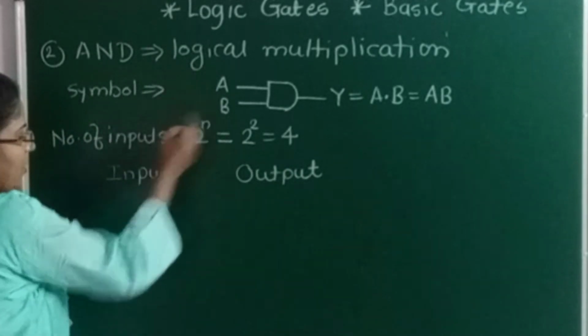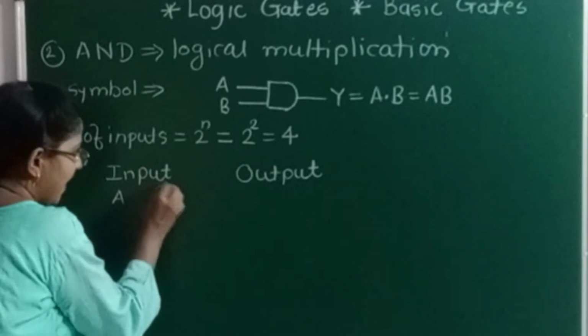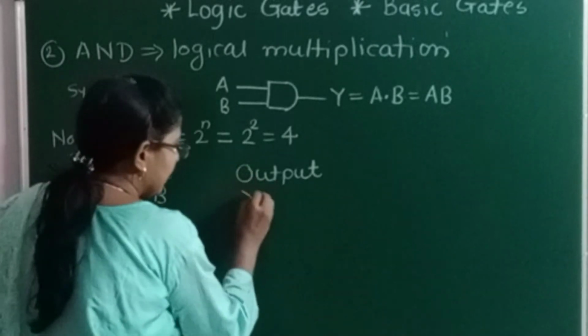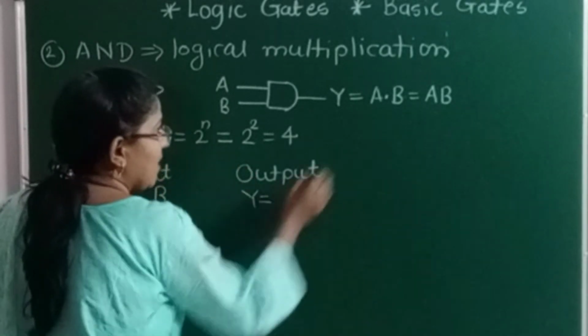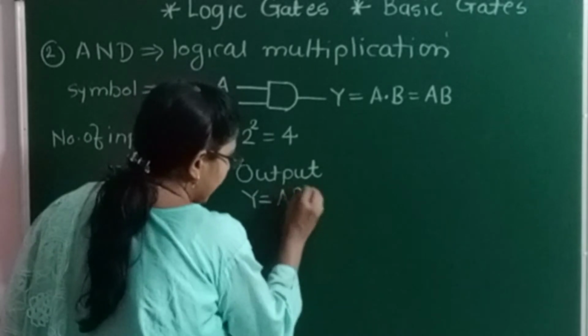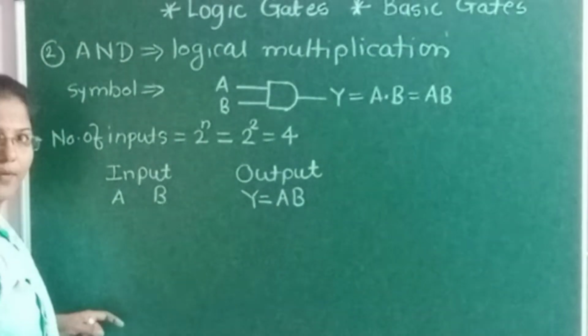Input: how many inputs? 2 inputs. So represent them as A as well as B. Output is represented by using the variable Y. And now write the Boolean expression, Y equal to AB.